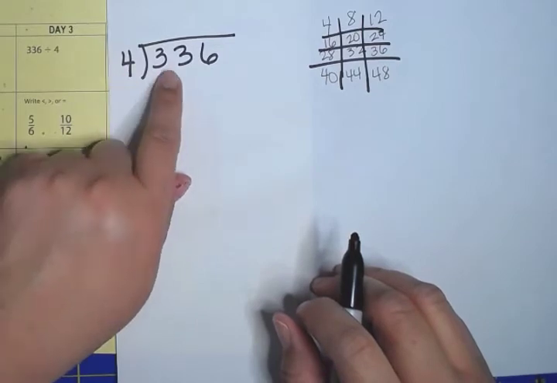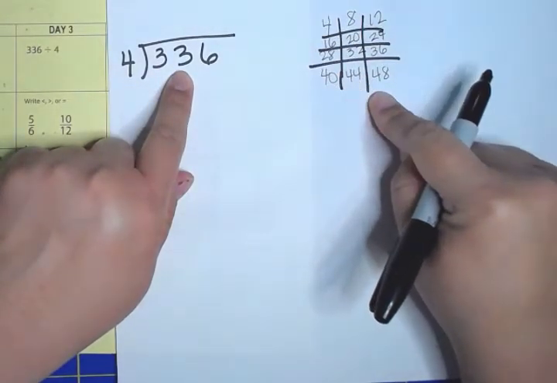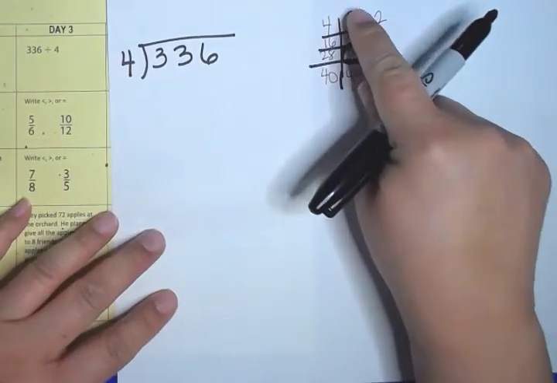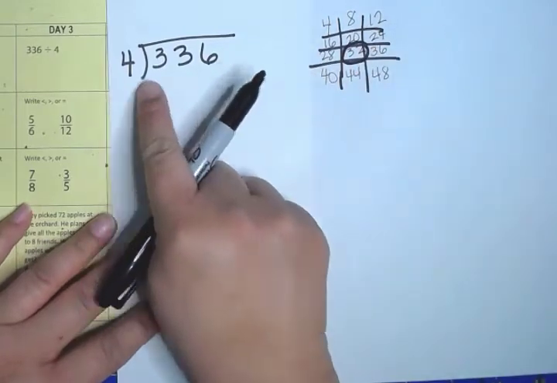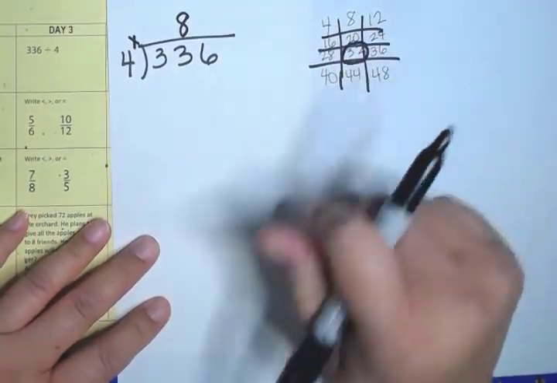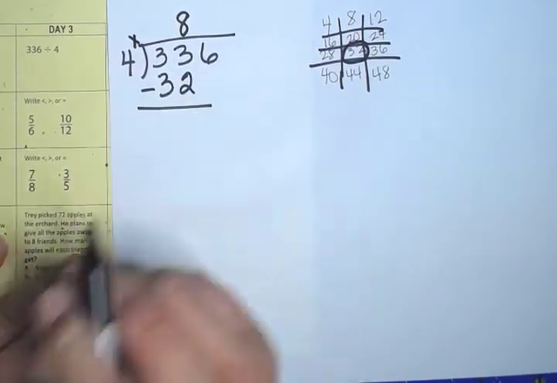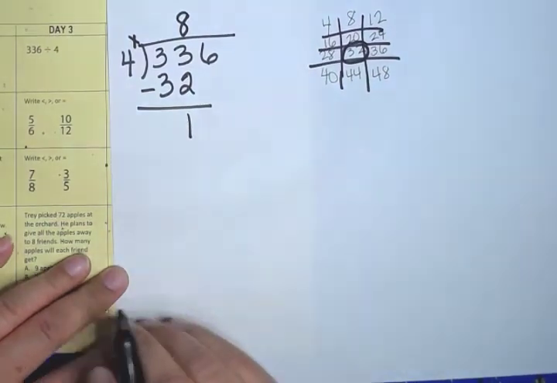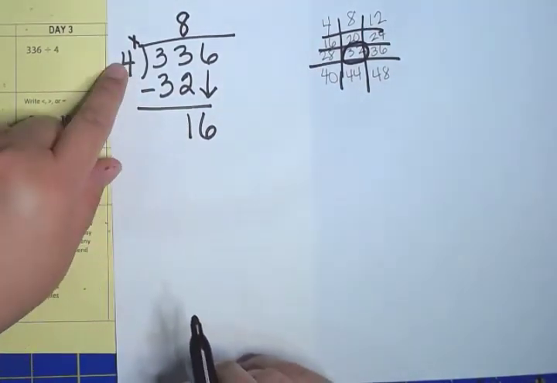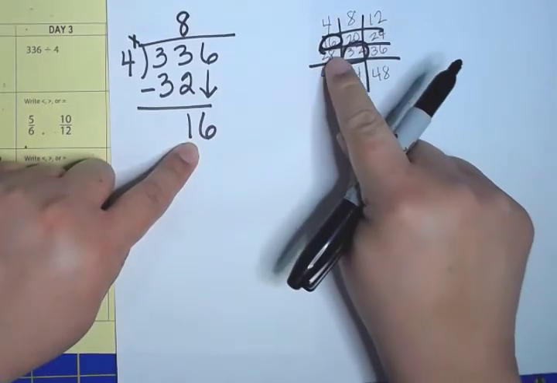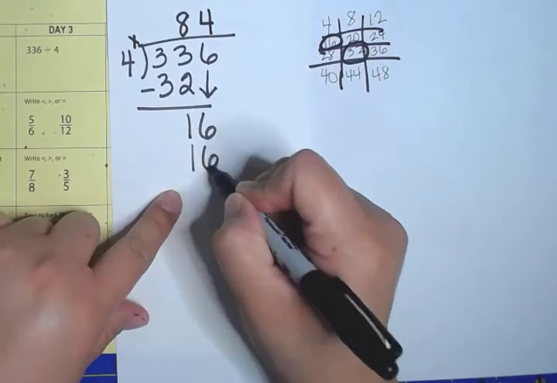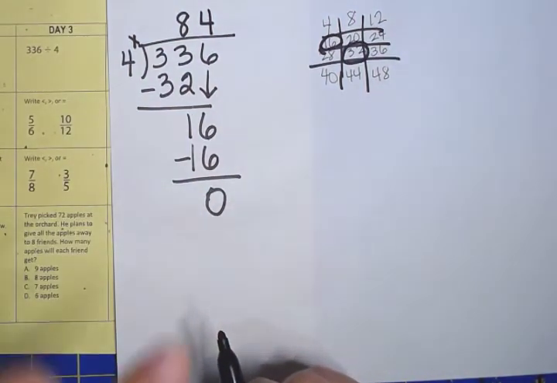4 will not go into 3, but 4 will go into 33. So look for the number that is closest to 33 without going over. And that would be the number 32. 1, 2, 3, 4, 5, 6, 7, 8. So 4 will go into 33 8 times. And now it's time to multiply. 8 times 4 is 32. 3 minus 2 is 1. Now, 4 is greater than 1, so now I can bring down the next number. 4 will go into 16. Look for the 16 over here. 4 times. 4 times 4 is 16. I subtract and get 0. I have no remainder for this problem.